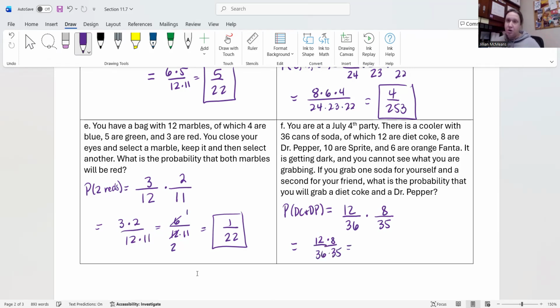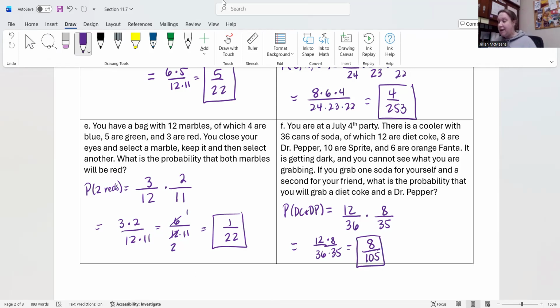And again, since I've already shown you how to type this into your calculator, I'm just going to cheat and use my handheld. So we go alpha y equals, for my numerators, I have 12 times 8. For my denominators, I have 36 times 35. And this reduces to 8 over 105. So the probability of getting a Diet Coke and a Dr Pepper is 8 in 105.